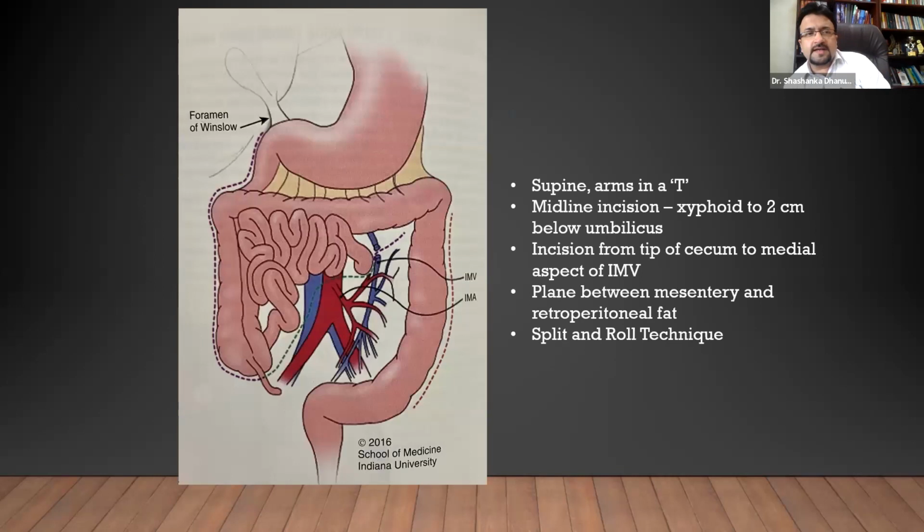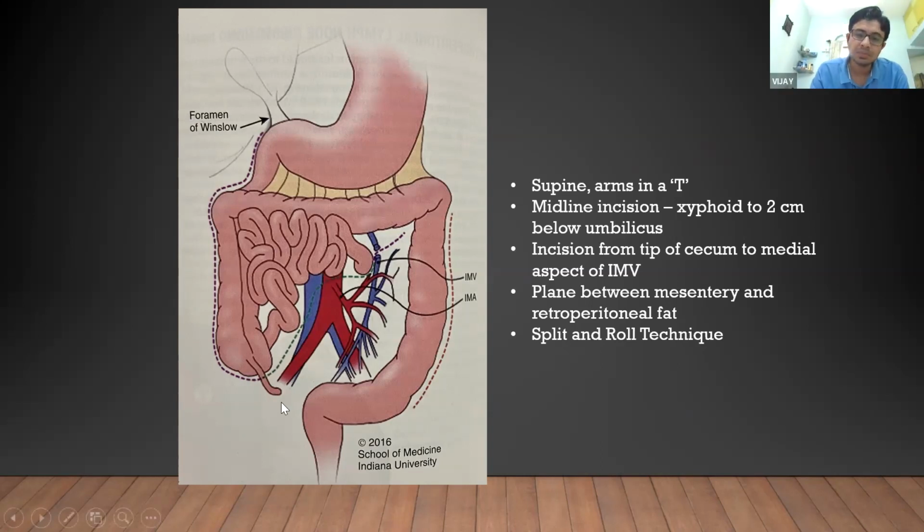All right, so these are the basic steps of the surgery. This is from Campbell. This is one of the most important pictures that you get as to how you approach RPLND. First of all, the patient is supine and the arms are wide out in a T. There's a midline incision that goes from the xiphoid to below the umbilicus, usually up to 2 centimeters below the umbilicus. And you start incising from the tip of the cecum. So this is the place where you start incising the posterior peritoneum, and you take a plane between the mesentery and the retroperitoneal fat. This is the plane, and you go up to the medial end of the inferior mesenteric vein. This is your first incision.